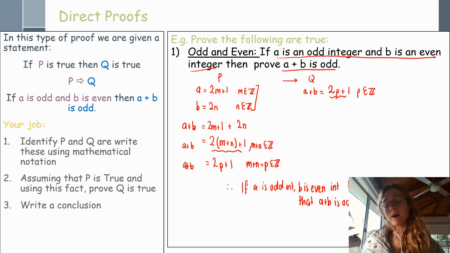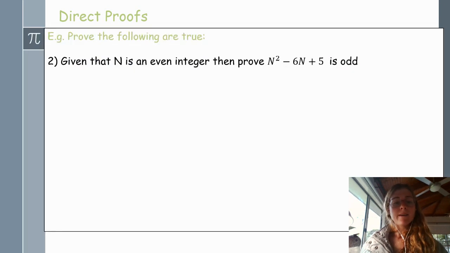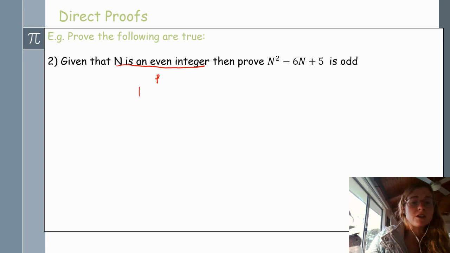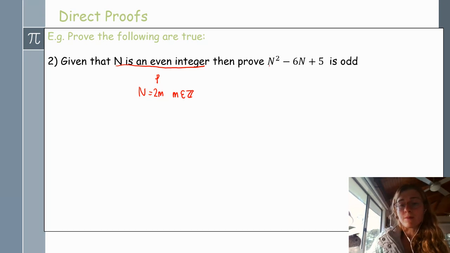I'm going to go through one more example with you. Here it is. Given that n is an even integer, we need to prove n squared minus 6n plus 5 is odd. All right, first step, find your p. N is an even integer. That's the first part of our problem. So I could write this as n equals 2m, m is within Z. Okay, so that's just saying n is an even whole number.